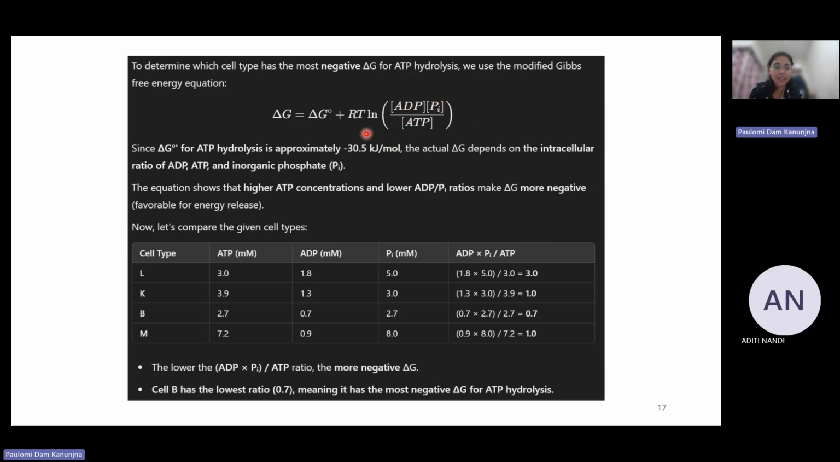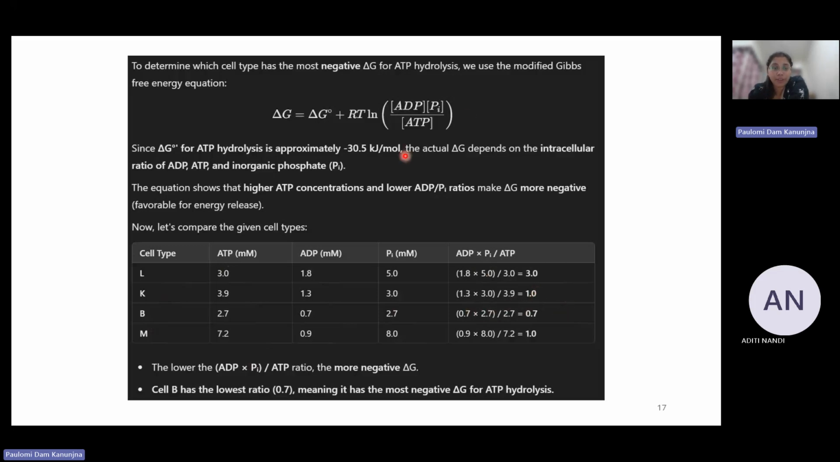Everything else is anyway constant. So you calculate the ADP by ATP. For L, you have 1.8 into 5 divided by 3. For K, it is 1.3 into 3 divided by 3.9. For B, it is 0.7 into 2.7 divided by 2.7. And for M, it is 0.9 into 8 divided by 7.2. So even by doing it mentally, we saw that this is 0.7.